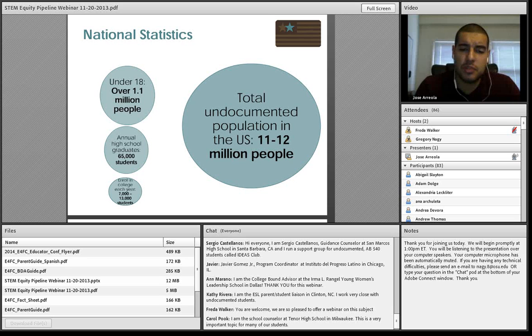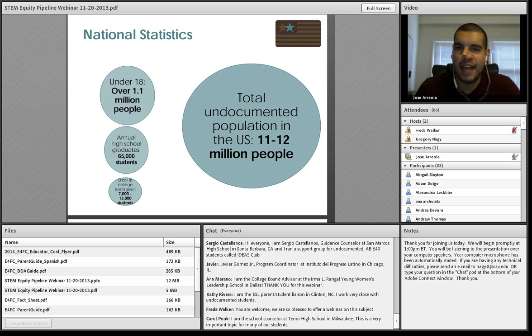Again, here's some just broader numbers. Like I said, 11 to 12 million folks in the United States who are undocumented. Under the age of 18, we have between 1.1 and 1.5 million undocumented young folks, so it's a very young population that we have. Every year we have about 65,000 who continue to graduate from high school, and then any given year we have between 7,000 and 13,000 undocumented folks that are able to enroll in college.